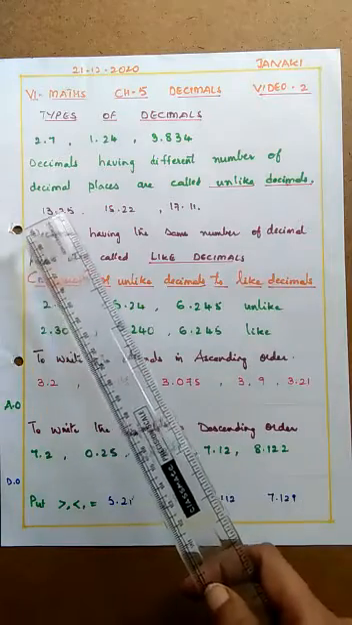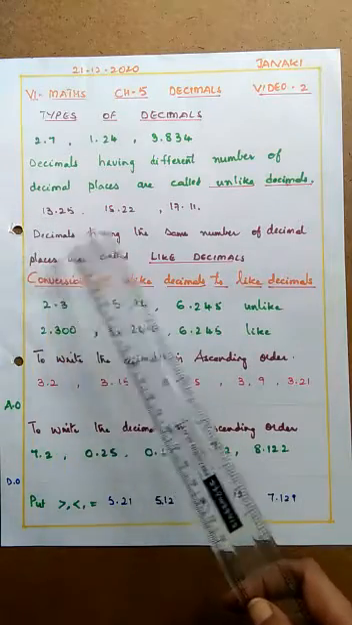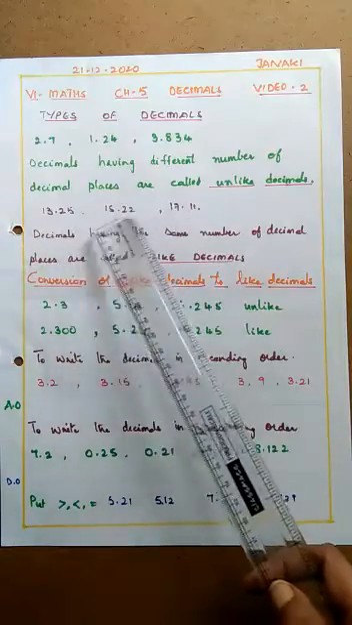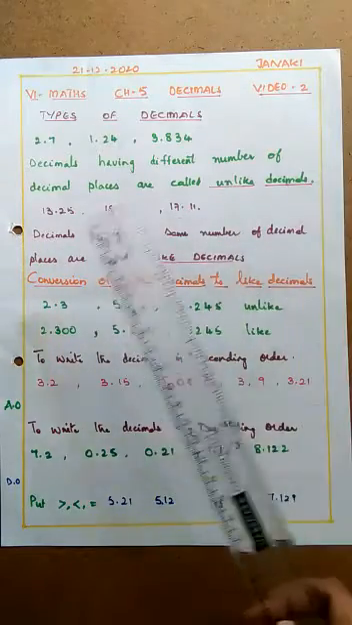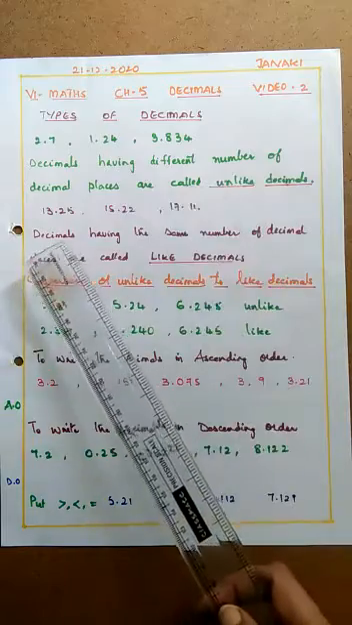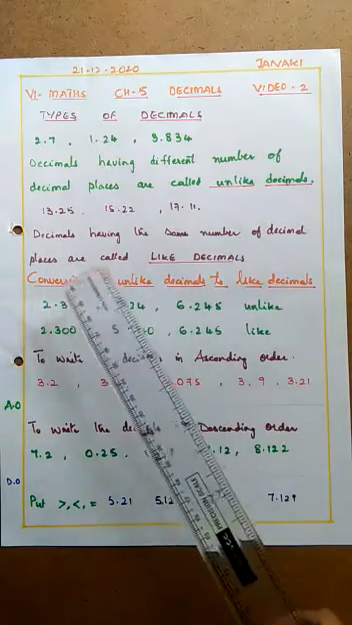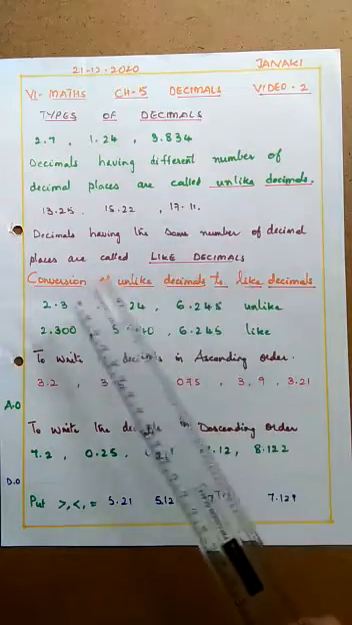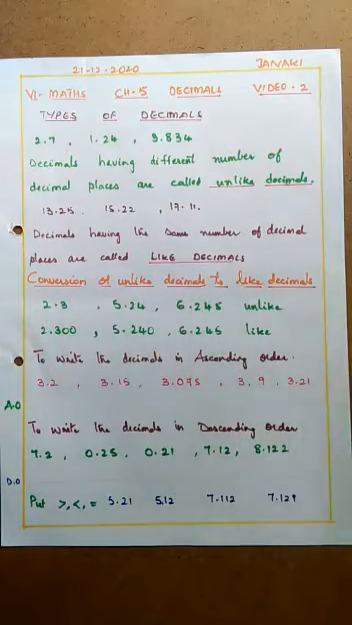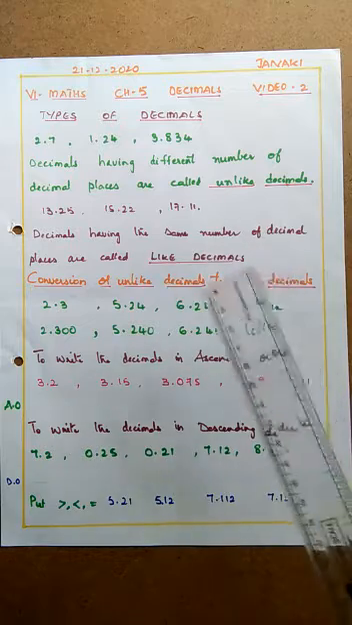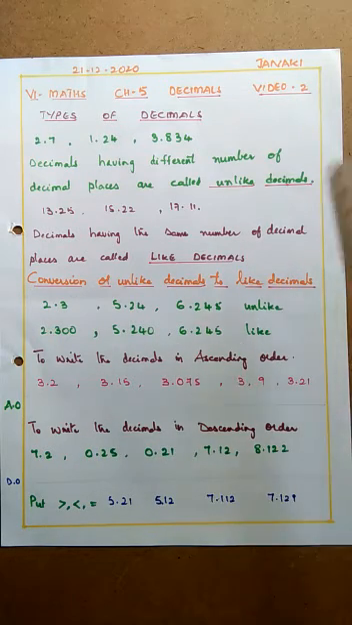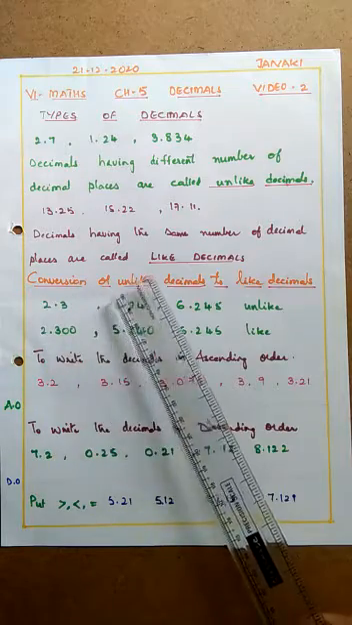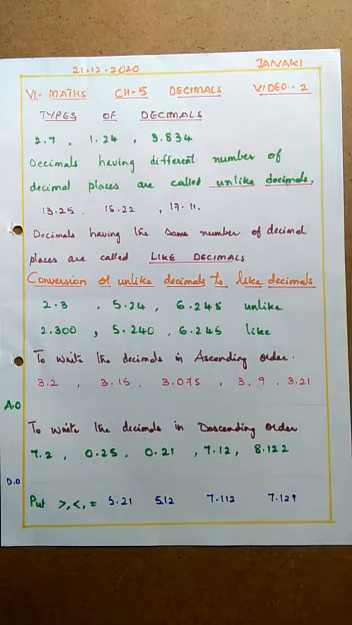Now if you observe the second example, 13.25, 15.22, 17.11. Here the number of decimal places are the same, 2, 2, 2. So such decimals, having the same number of decimal places, are called like decimals. But what is the use of learning it? We have so many uses. Let us see. Now, how to convert unlike decimals to like decimals.